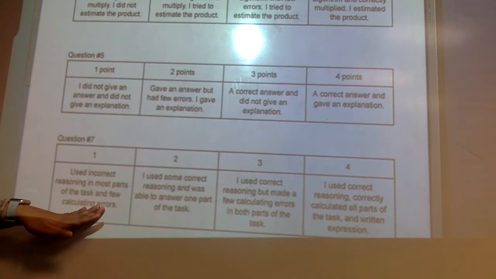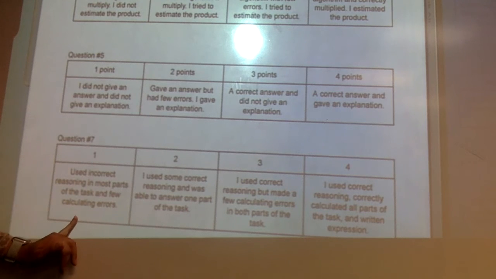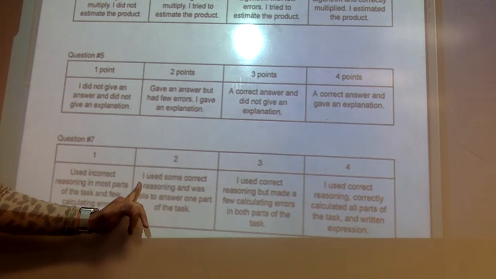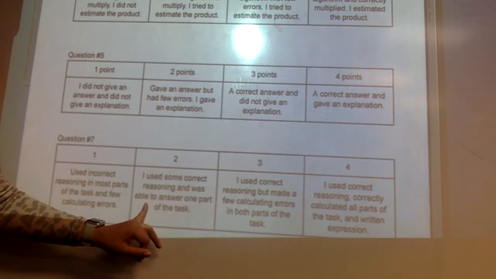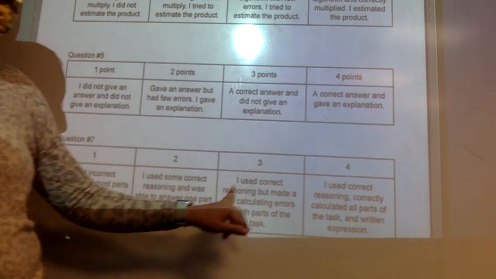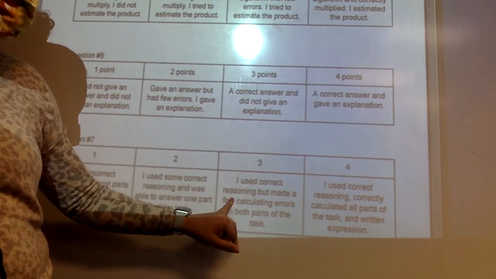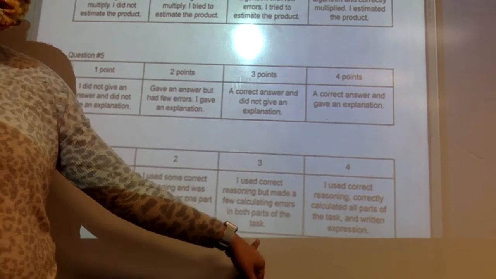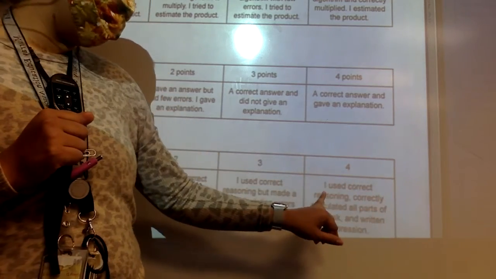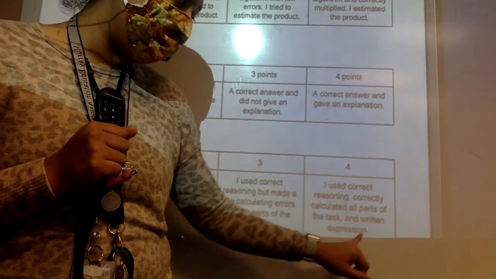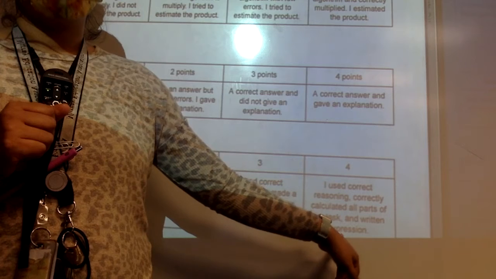So then question 7, you will get 1 point if you used incorrect reasoning in most parts of the task and few calculating errors. 2 points if you used some correct reasoning and were able to answer one part of the task. 3 points if you used correct reasoning but made a few calculating errors in both parts of the task. 4 points if you used correct reasoning and correctly calculated all parts of the task and written expression. Okay?